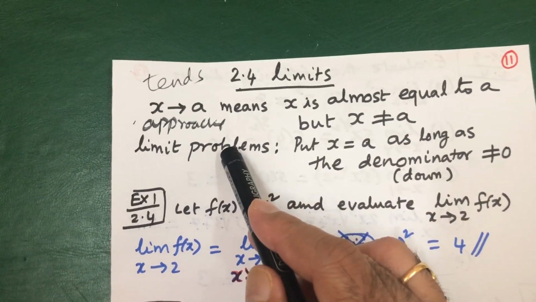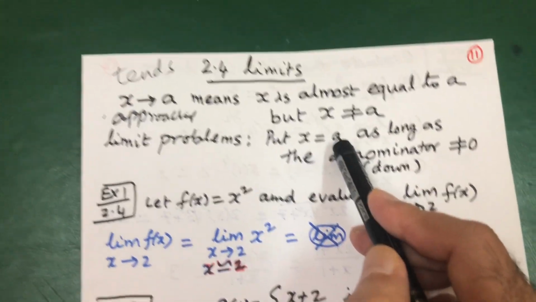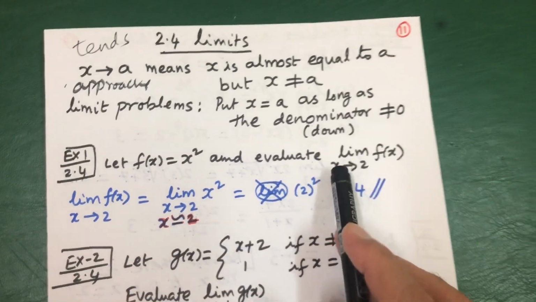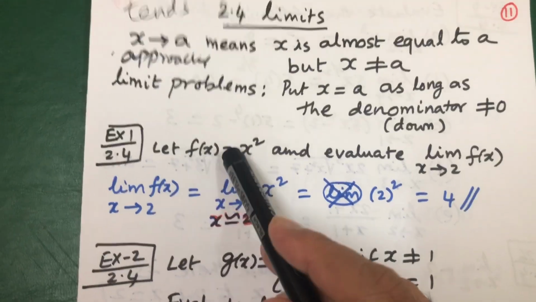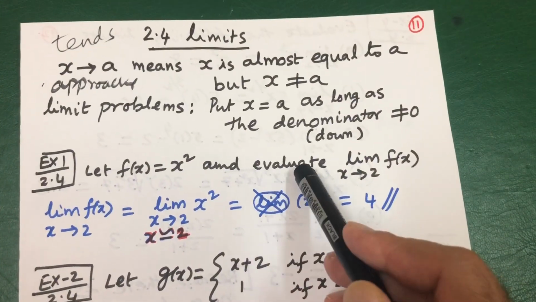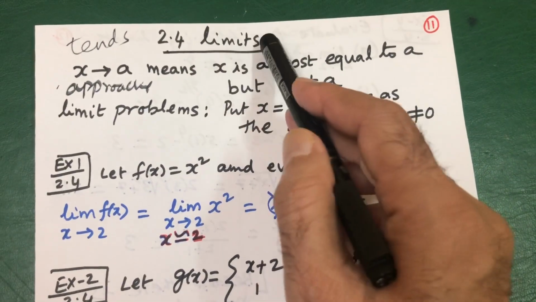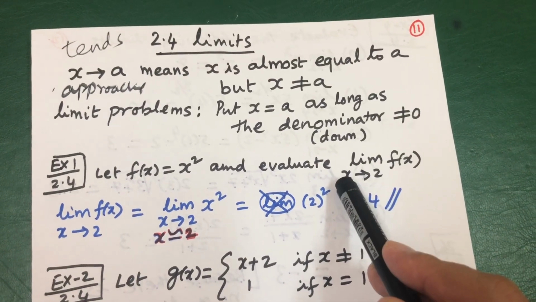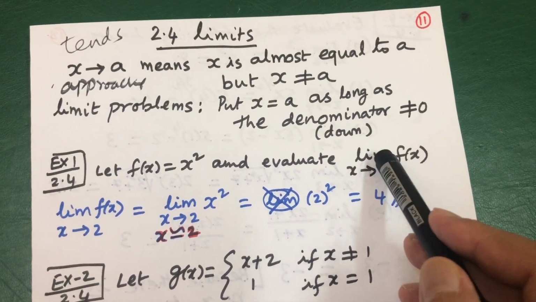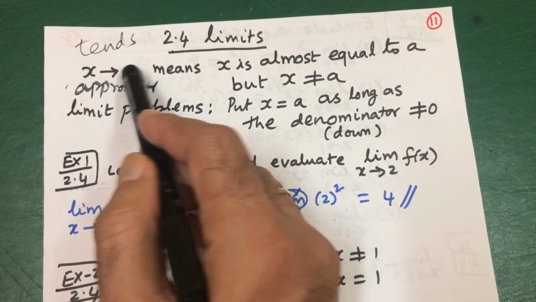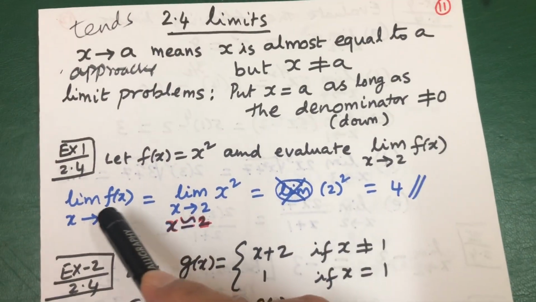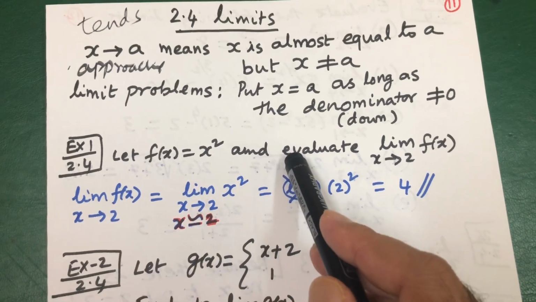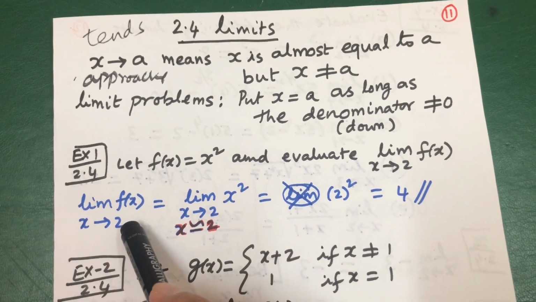How to do the limit problems? Put x equal to a as long as the denominator is not equal to 0. The down is not equal to 0. Here is a problem. Let f(x) be equal to x square and evaluate limit x tends to 2 of f(x). LIM means limit. This means you have to read tends. So what is the question? Evaluate means find the limit of f(x) as x tends to 2.